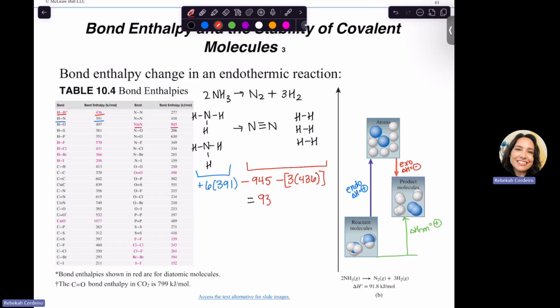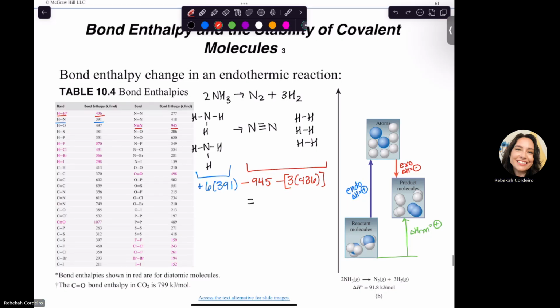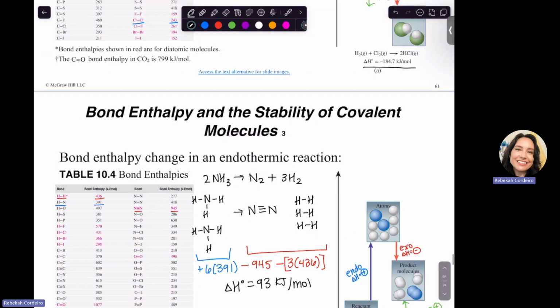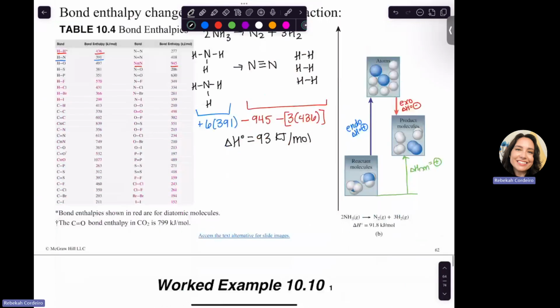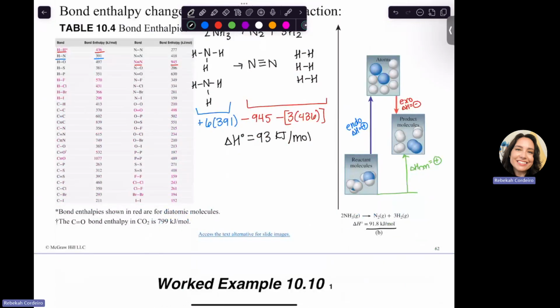So I get 93. And I dropped my units to do this just to fit it here, but of course, your units are going to be the same. We didn't really do anything with the units there. So my delta H of the reaction will be 93 kilojoules per mole. Let me put my little standard on this one. And you can see that's very similar to the 91.8 that we get here.